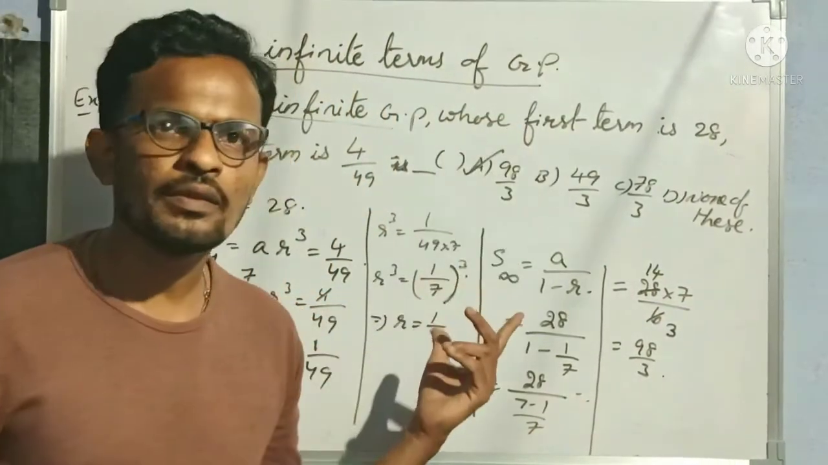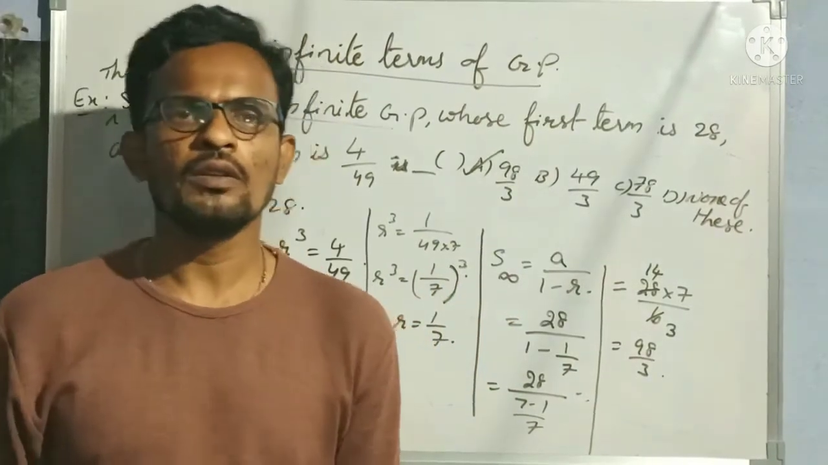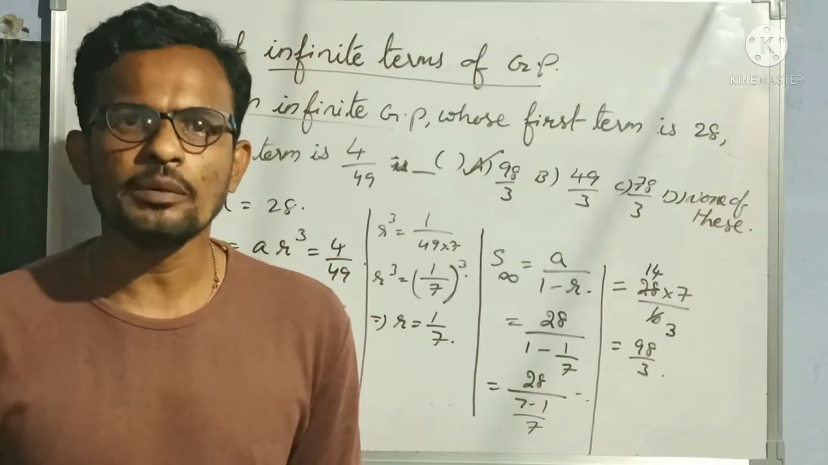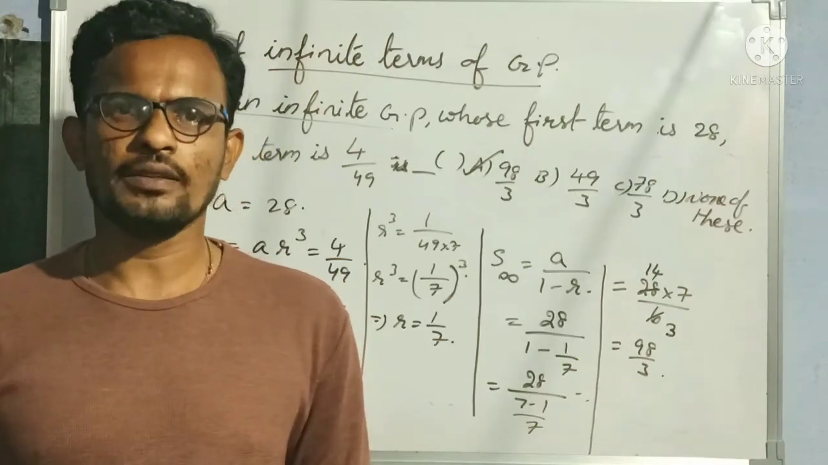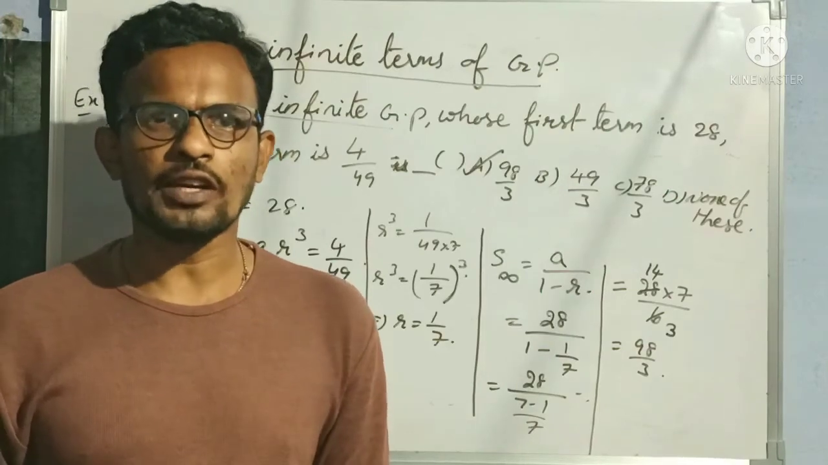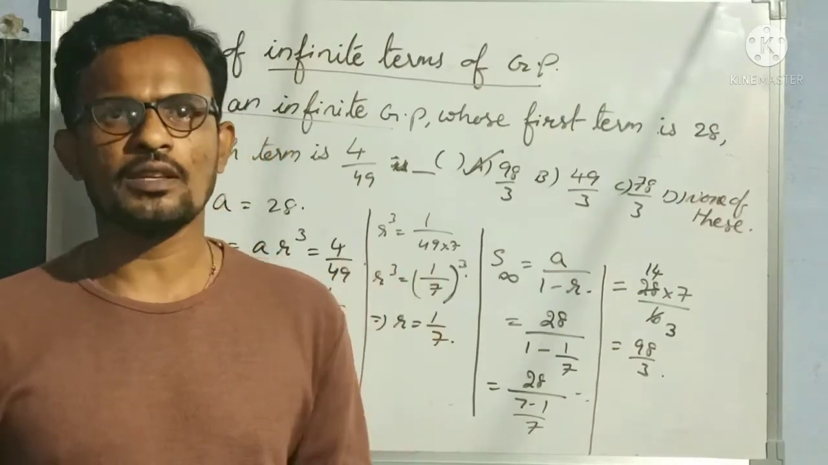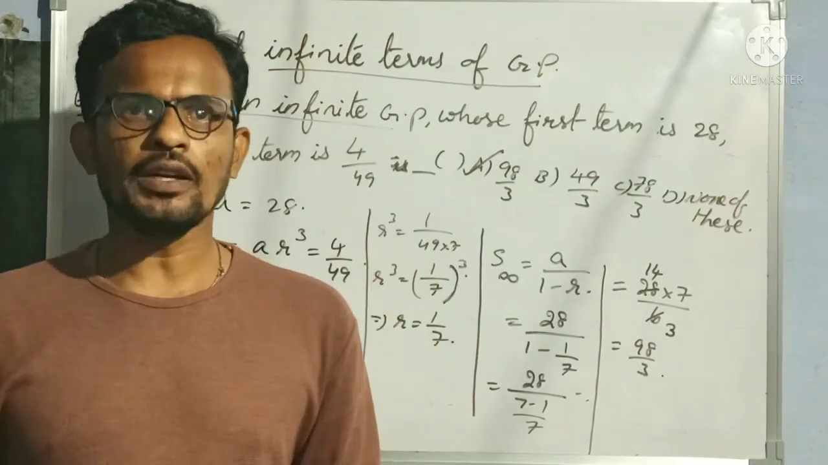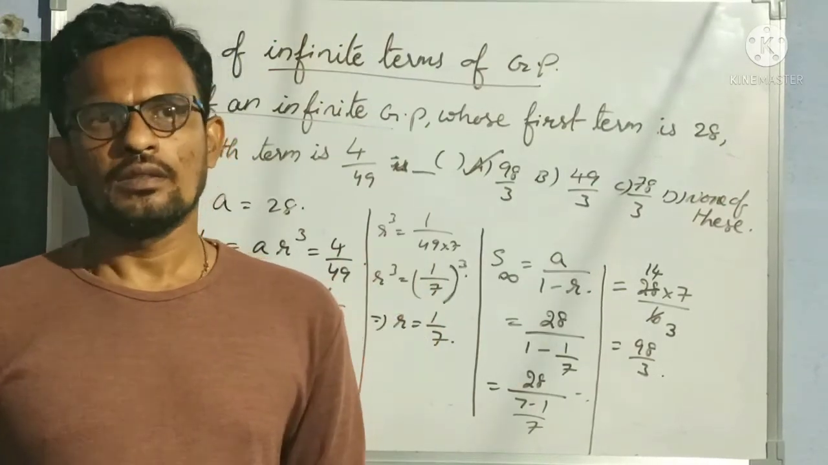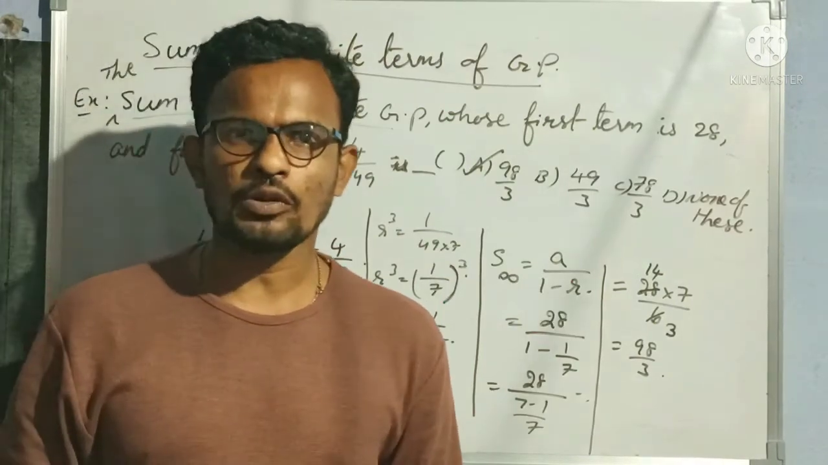Understood everybody? So this is today's topic, about the sum of n terms of a GP and also the sum of infinite terms of a GP. I hope everybody understood whatever I have explained today, and please note down the formulas I have discussed today. Those are very, very important in solving the problems related to geometric progression.